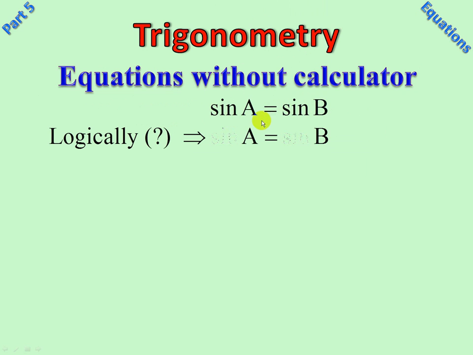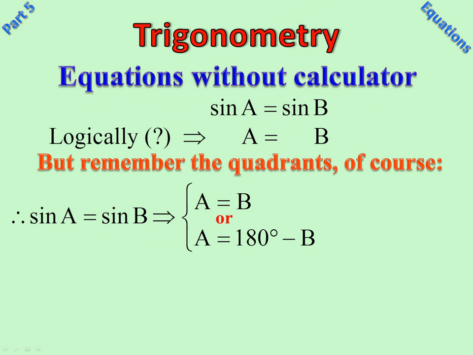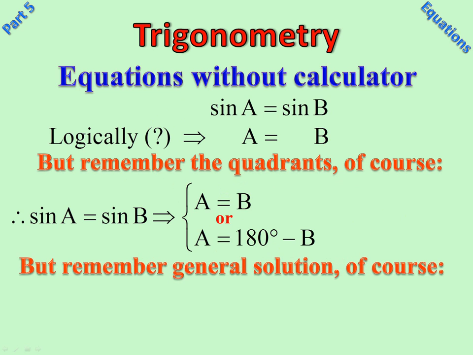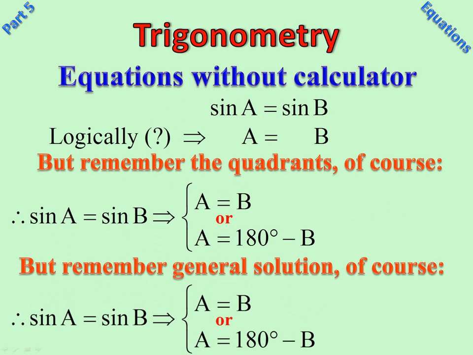Sin A equals sin B logically means that A equals B. But of course, don't forget the quadrants, which means if sin A equals plus sin B, then it means A equals B, or where else is sin positive, second quadrant, A equals 180 minus B. Then of course we have the general solution. So sin A equals sin B means A equals B plus K 360 degrees, or A equals 180 degrees minus B plus K 360 degrees, K element of Z.